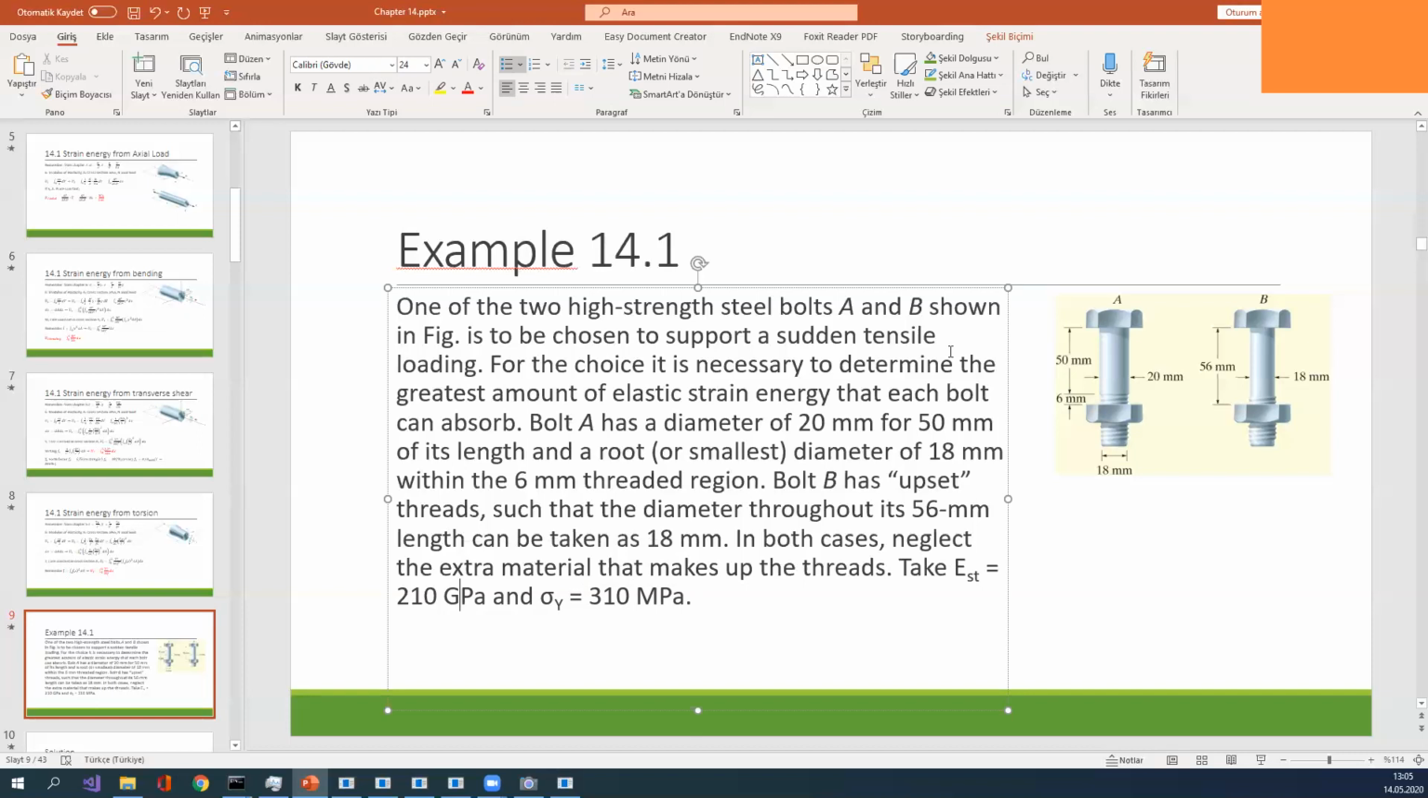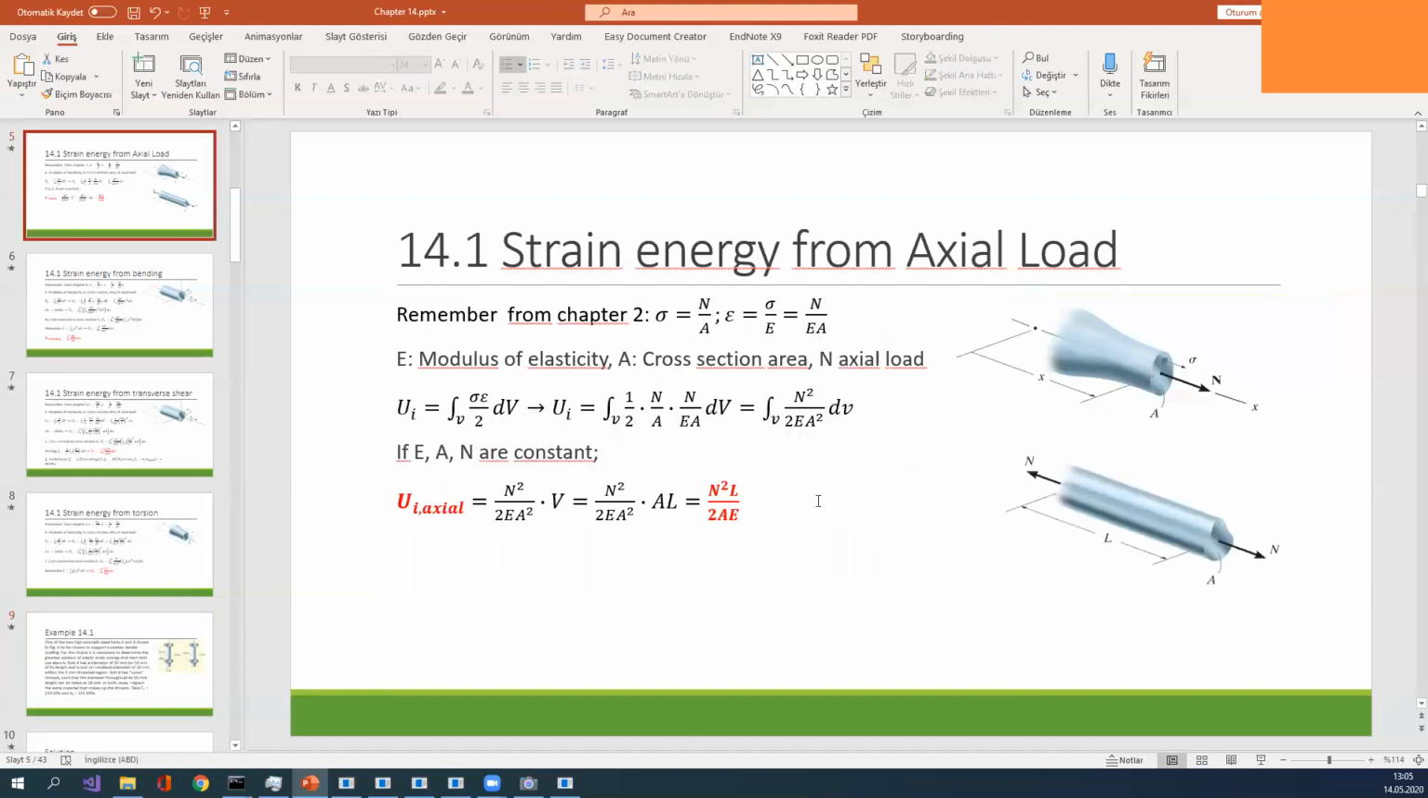So, first of all, which type of effect can occur? This is a bolt. A bolt can resist just tension or compression, in other words, the axial load. So we concentrate on the axial force. In the formulation, N squared L divided by EA, we know L, we know A, we know E, but we don't know N. First of all, we need to find the N values.